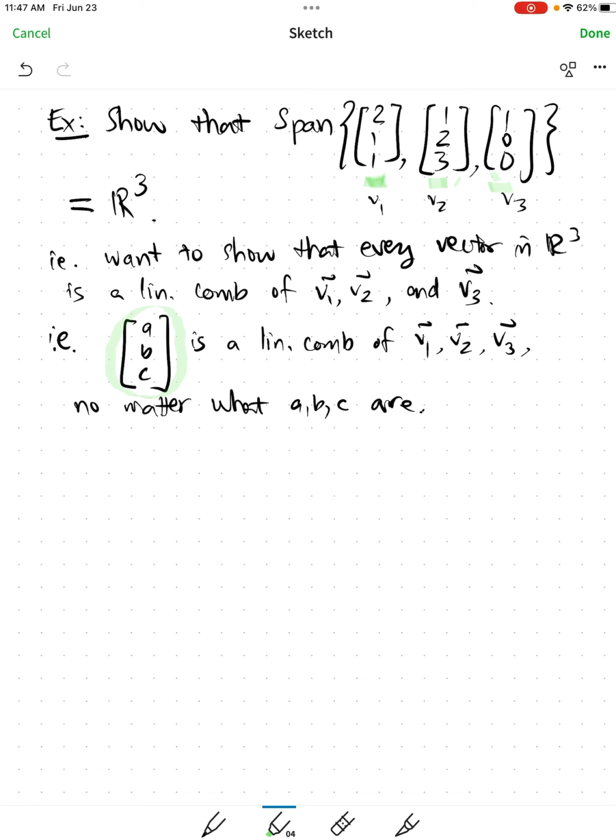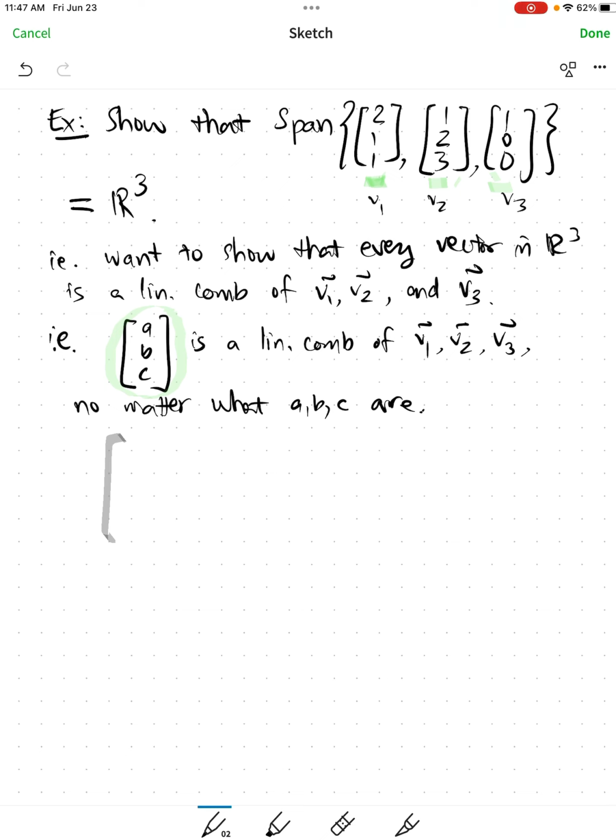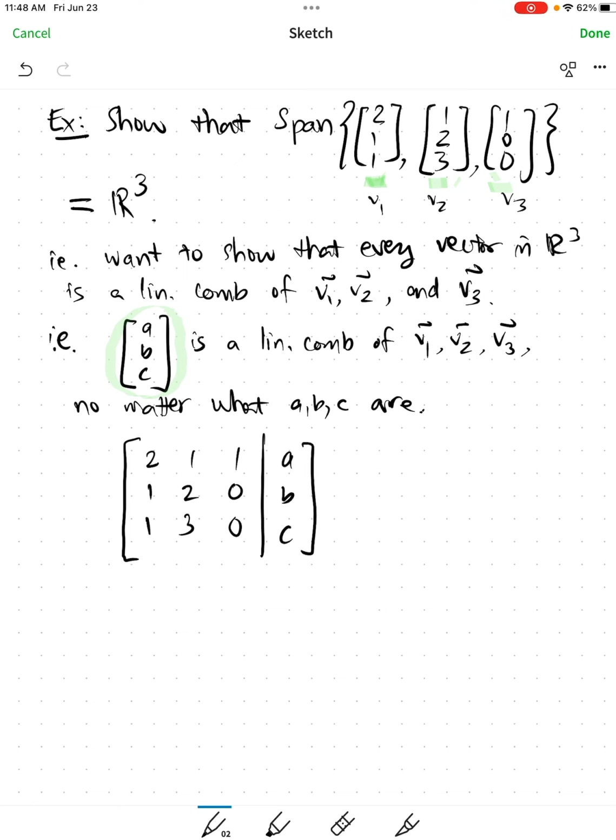Okay. So now we have to show that when you put these vectors v1, v2, and v3 into an augmented matrix and you have a, b, c, this system has a solution, right?